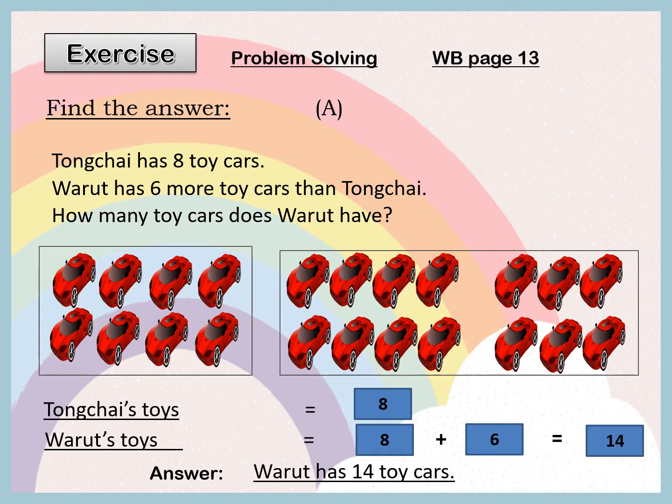Again, Tong Chai's toy cars. He's got 8. But Warut has 6 more. So 8 plus 6 equals 14. So Warut has more toy cars than Tong Chai. Okay? Now, we're going to proceed to the next slide. Alright?